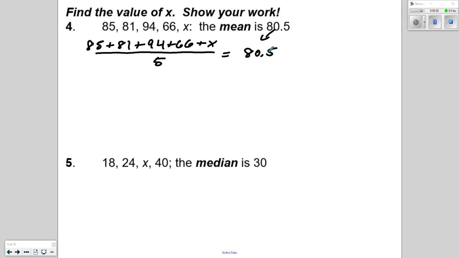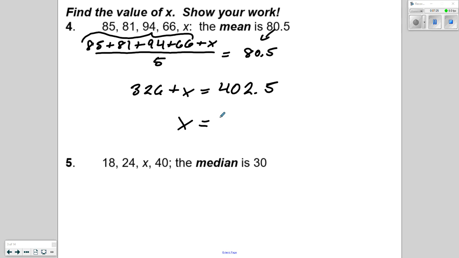Now we can work backwards. If we're solving for x here, we've got to get rid of this division, so multiply by 5. At the same time, we can combine these constants together. So we'd get 326 plus x equals 402.5. Now subtract 326, and that missing value is 76.5.